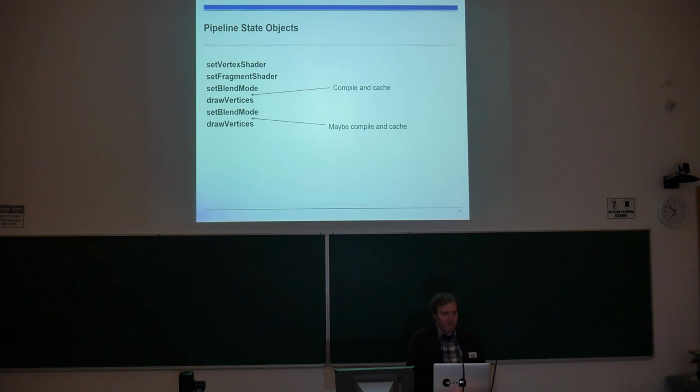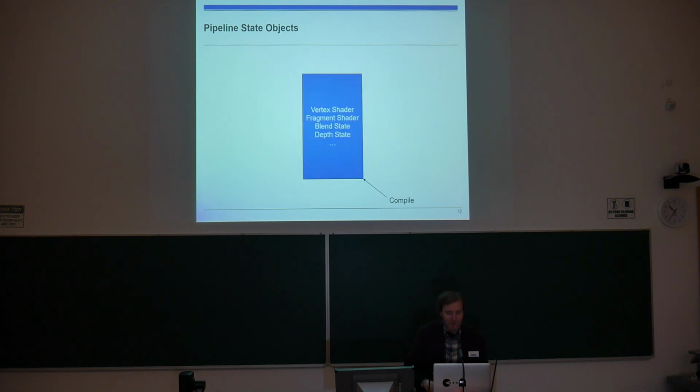And this compilation, again, leads to stutters. And the model for your APIs is, for that reason, very different. So instead of just setting state on your GPU, you create those so-called pipeline state objects, and you put your shaders in there, and you put all your different state in there, and then you run a compile command. And at that point, the driver is actually supposed to compile.